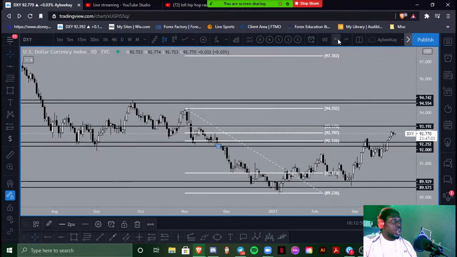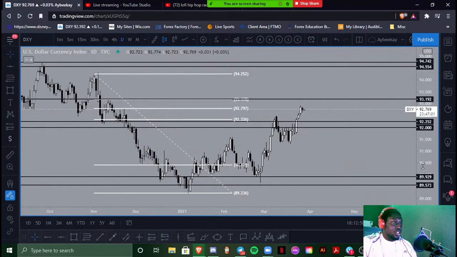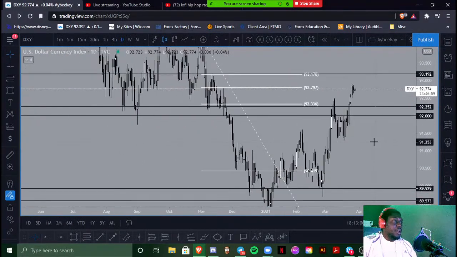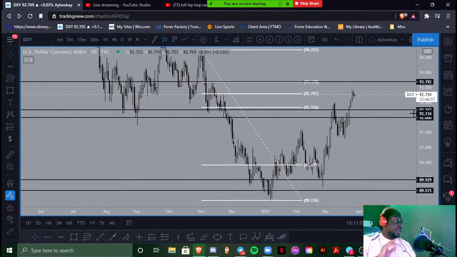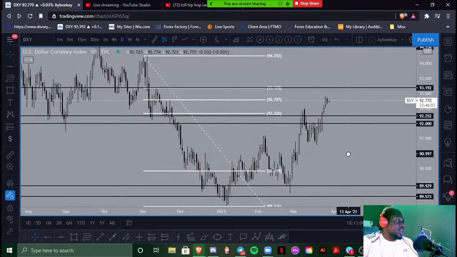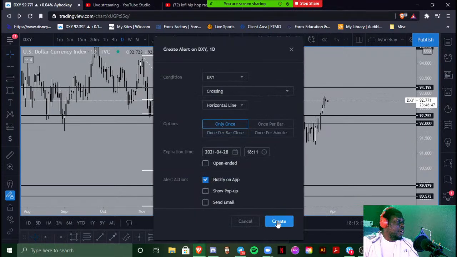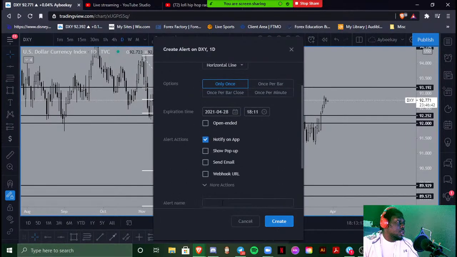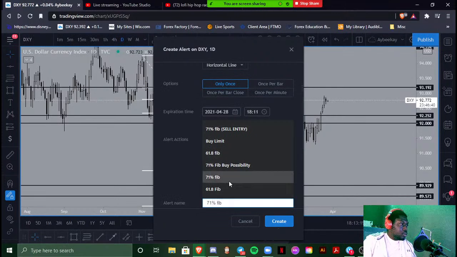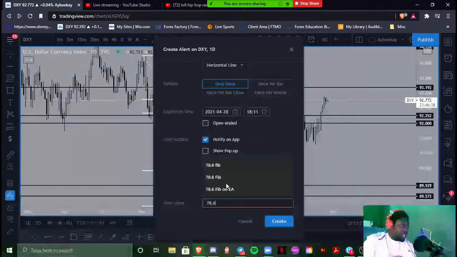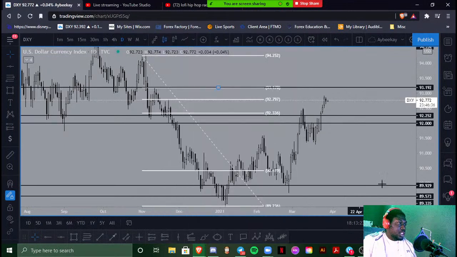So what I'm really going to wait and see is what the DXY is going to do right here, because I do remember last week on arbitrage, I was seeing that on the 1 hour, this was calling for sells. So I really want to see what price is going to do at this level right here. It's very interesting. Going to put this alert here at the 78.6 fib on the DXY.